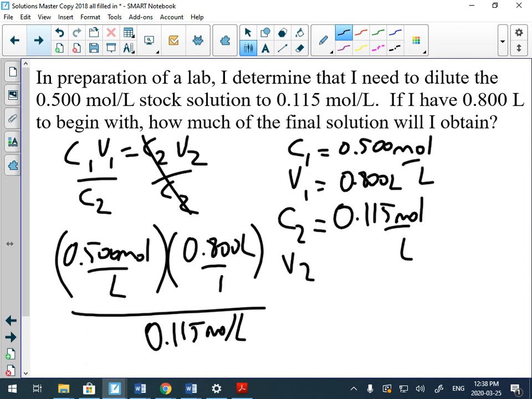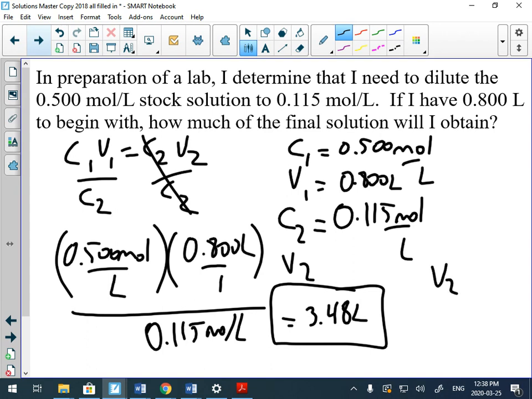Okay, what do we get from this magic? 0.5 times 0.8 divided by 0.115. I get, to 3 sig figs, 3.48 liters. And hey, if we check it out, V2, because it's a bigger amount, it should always be bigger than V1.